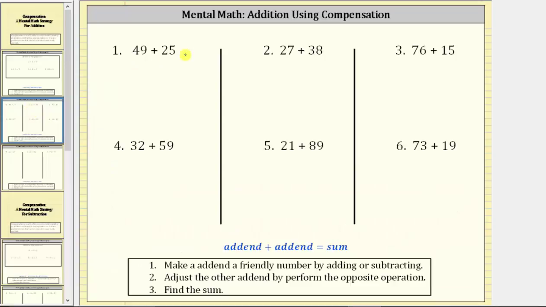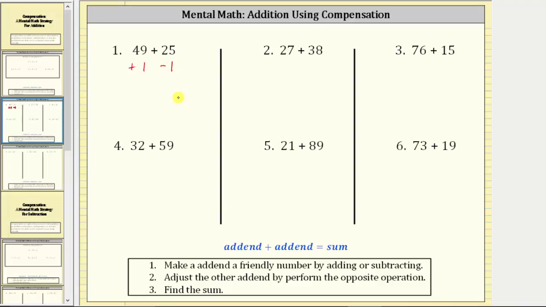Number 1, we have 49 plus 25. Remember, the two numbers we're adding are called the addends. The first step is to make one of the addends more friendly by adding or subtracting. For example, in the first sum, this would be easier to determine if 49 was 50, which means for the first step, we will add 1 to 49. The second step is to adjust the other addend by performing the opposite operation. Because we added 1 to 49, we now subtract 1 from 25.